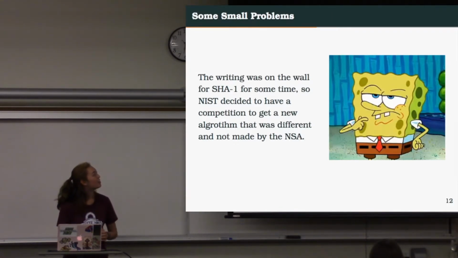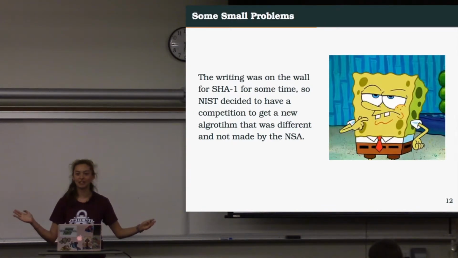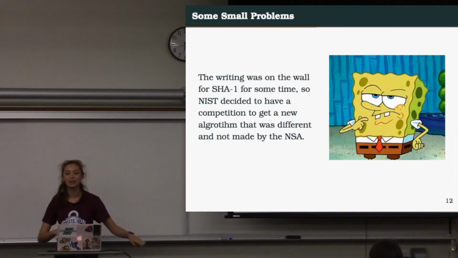Again, the writing was on the wall for SHA-1 for some time. So NIST, which is a department of the US government which handles various cryptographic standards, they said that we have to have a competition to get a new algorithm that is different from what we have now and also not made by the NSA because people don't like that.